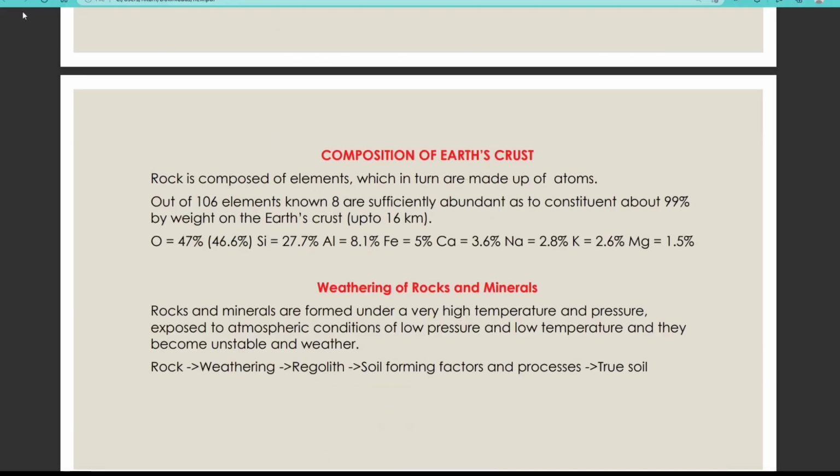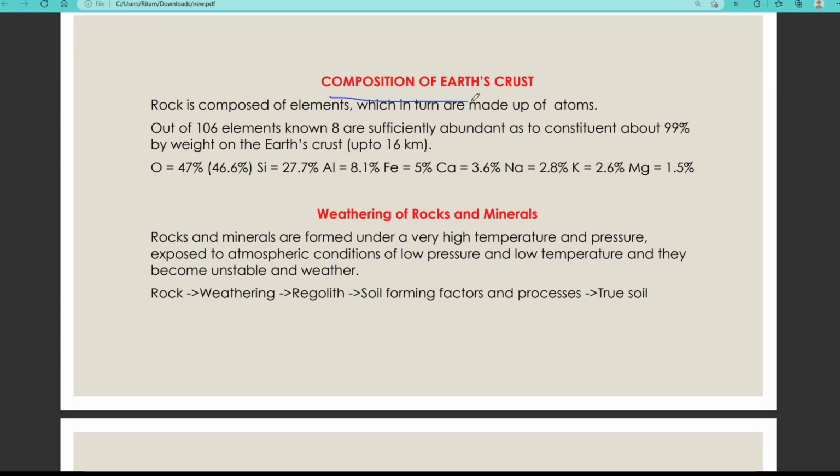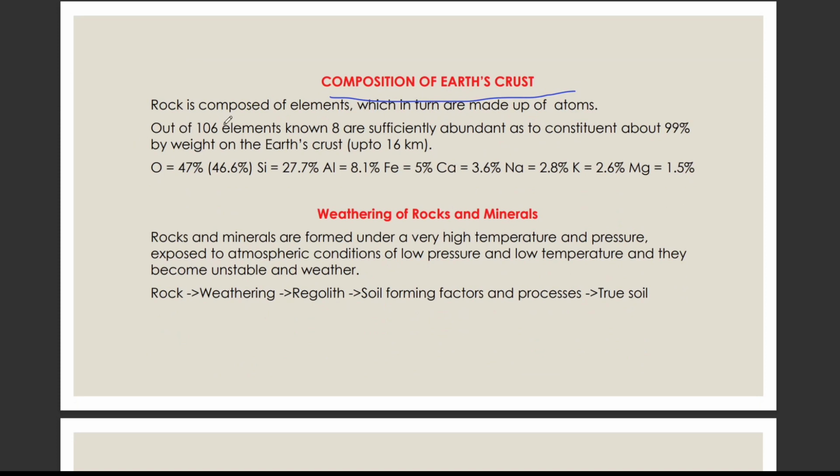After that we have the composition of the earth crust. The composition of the earth crust is mainly rock. Rock is made up of small atoms, and out of 106, it is written, but it will be 118. Out of 118 elements, there are 8 sufficiently abundant elements present inside the earth surface, mainly up to 16 kilometers, and their weight is very much.